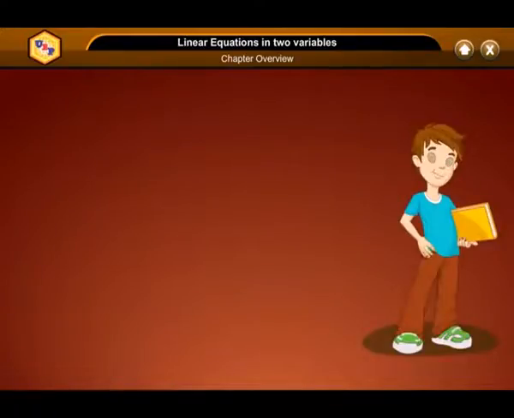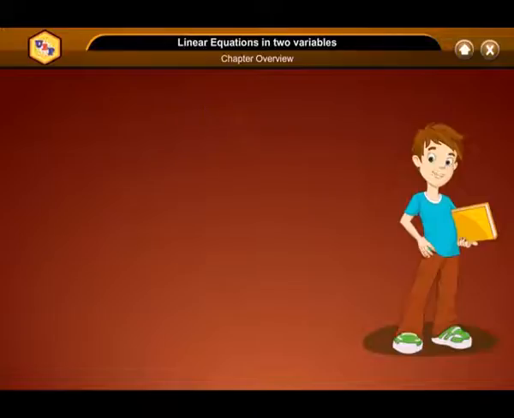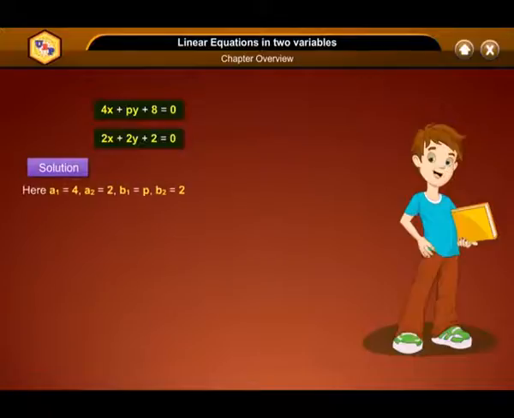Example 2. For which values of p does the pair of equations given below have a unique solution? 4x + py + 8 = 0. 2x + 2y + 2 = 0. Solution. Here a1 = 4, a2 = 2, b1 = p, b2 = 2.